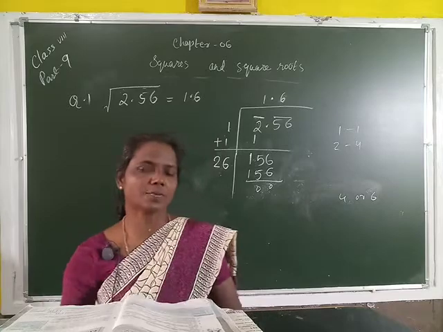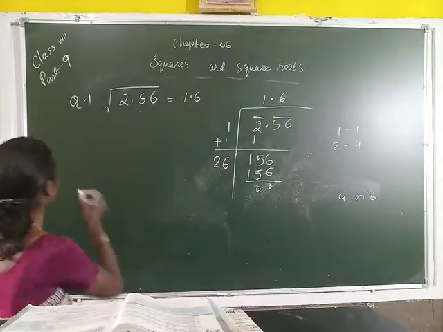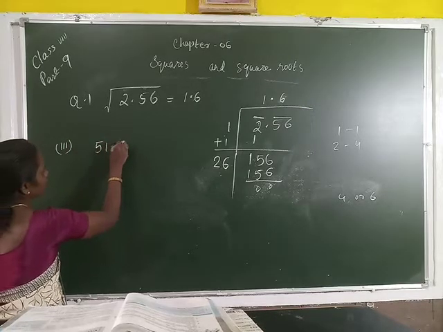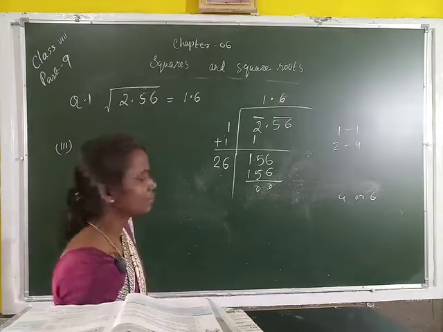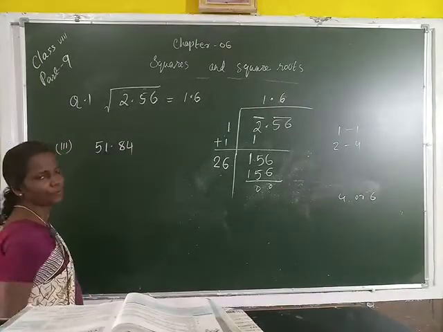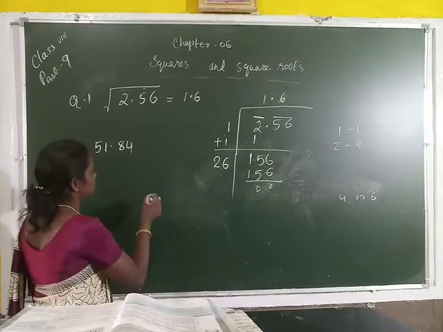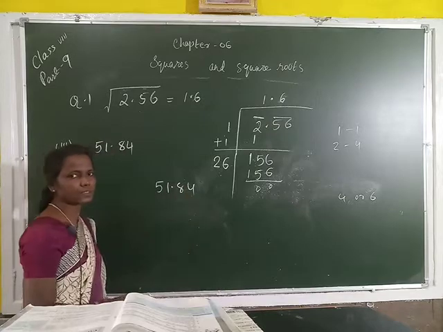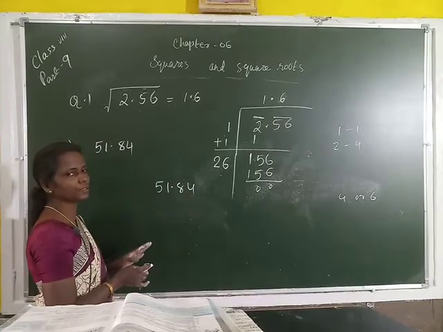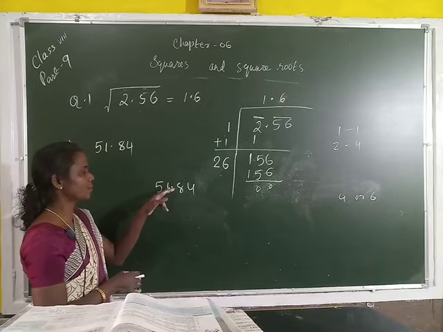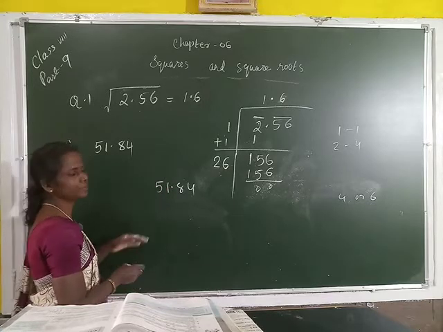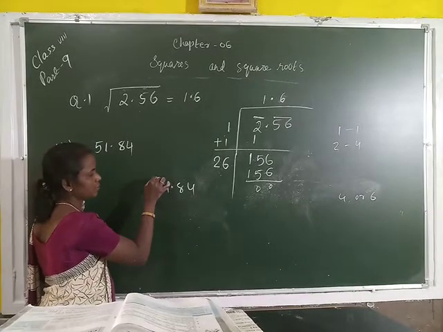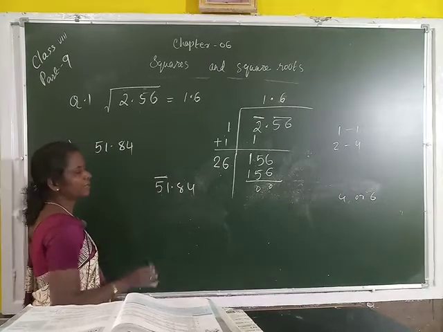Look at the third question. 51.84. Question number 3. Look, what is the first step? First step, we give a bar. We put the bar on this number. First we take which part? Integral part, whole number part. Only how many digits? 2 digits. So only 51.